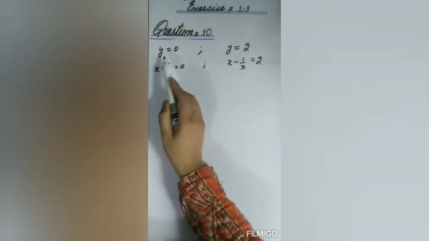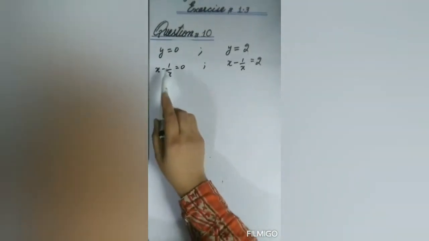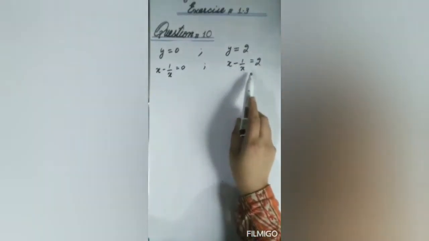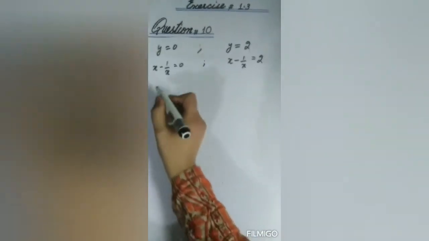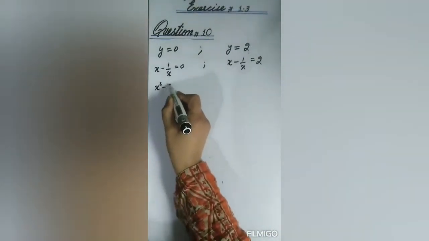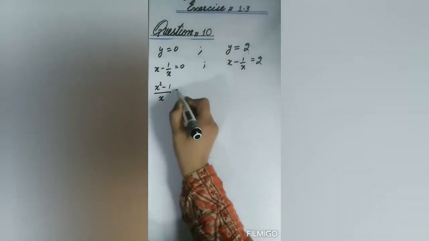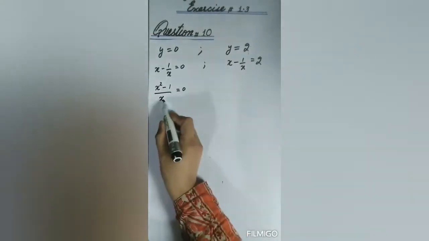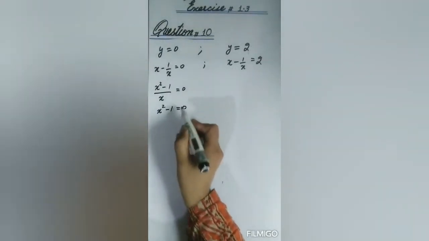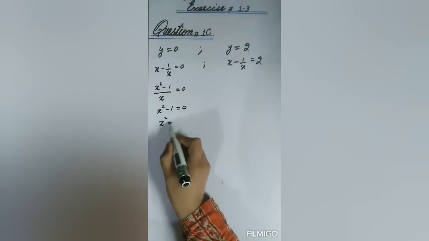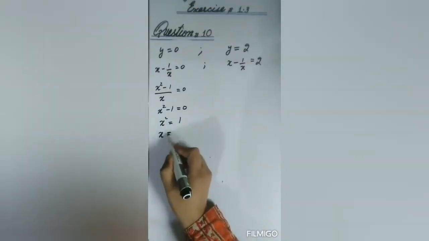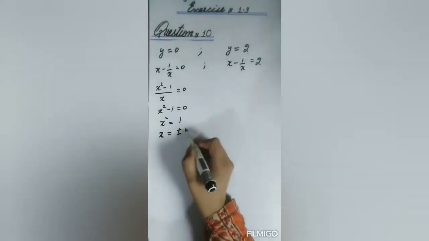As we have supposed the value of y as x minus 1 over x, so we will put x minus 1 over x is equal to 0, and here x minus 1 over x is equal to 2. Now we will solve it. Take LCM. After taking LCM we will have x square minus 1 over x is equal to 0. X will be multiplied with 0 to give x square minus 1 equals 0, and x square will be equal to 1. After taking square root on both sides, we will have x is equal to plus minus 1.